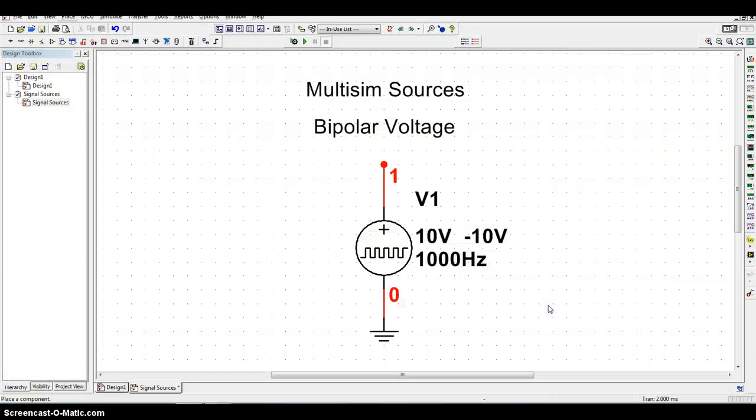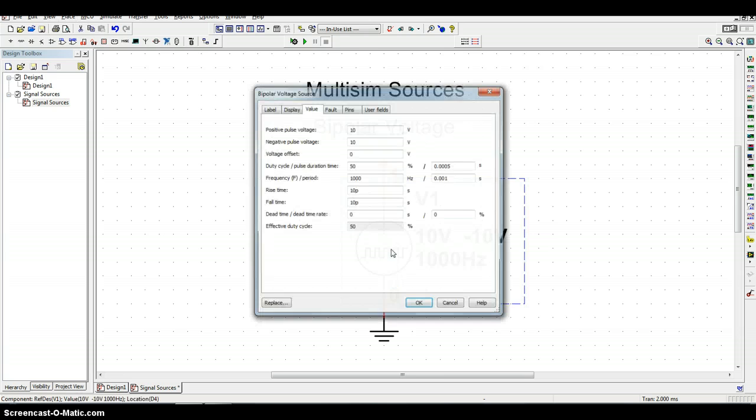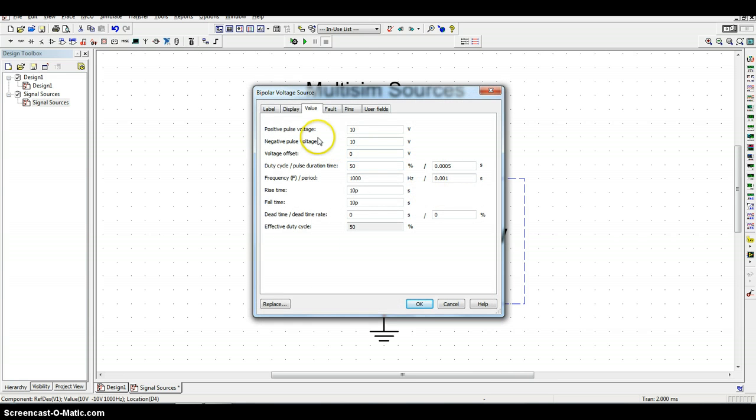The next source that I will demonstrate is that of the bipolar voltage. This is one of several signals that can be used to generate square waves. So I have the bipolar voltage here, and you'll notice that it's set at 10 and minus 10 at 1000 hertz. Let's see how that is done. Okay, the positive pulse voltage is set at 10.